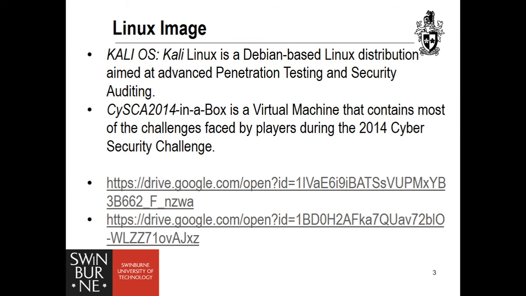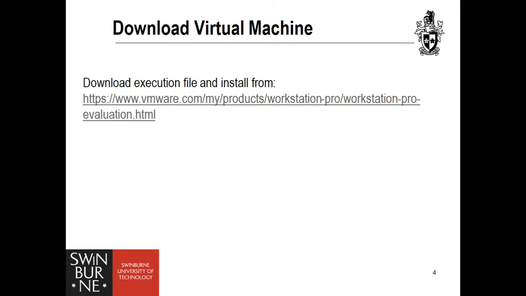So this is the Linux image. As I mentioned before, there are 2 different Linux images that we use. The first one is Kali OS, and the second one is CYSCA 2014. This is the link, so we can straight away download the Linux images using this link. For the virtual machine, you can download through this link.